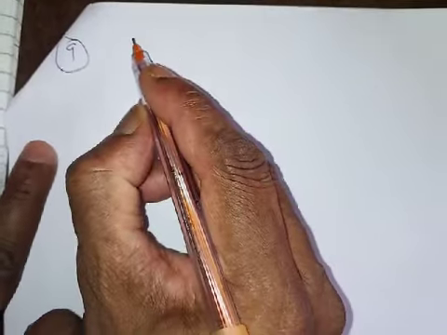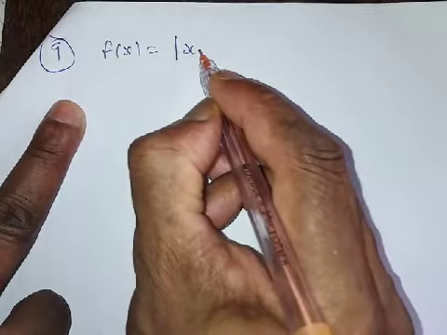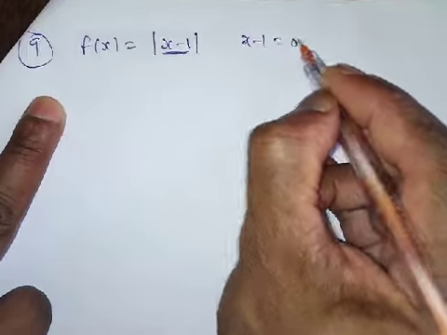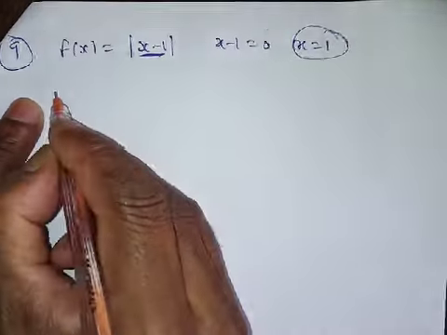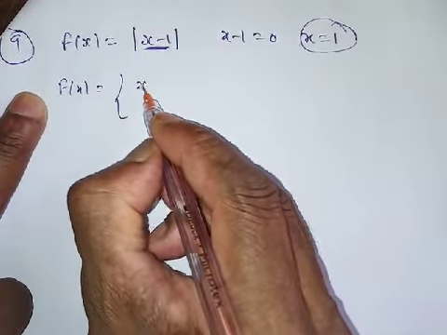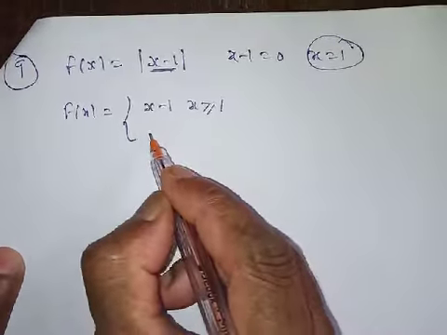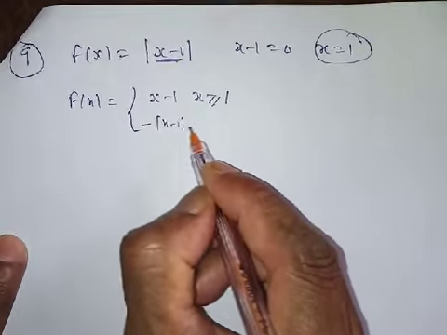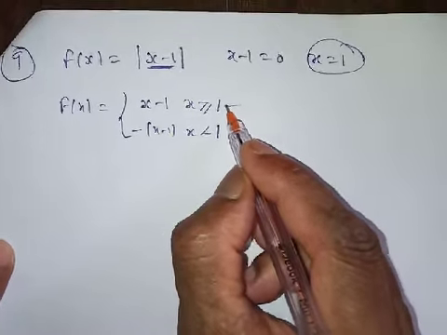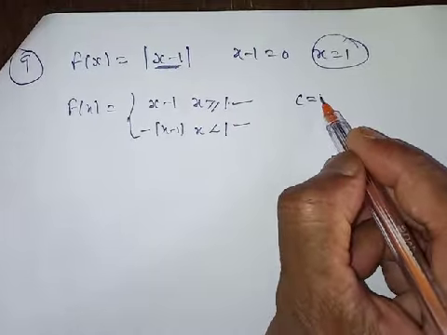Ninth example: f of x is equal to mod x minus 1. Equate x minus 1 is equal to 0, so x is equal to 1. So how will we break it up? It is x minus 1 when x is greater than or equal to 1, and minus of x minus 1 when x is less than 1. This is the breakup. We have to check the differentiability at x is equal to 1, which means here c is equal to 1.